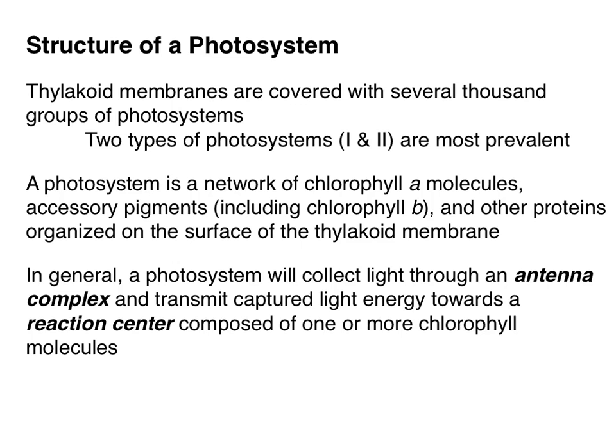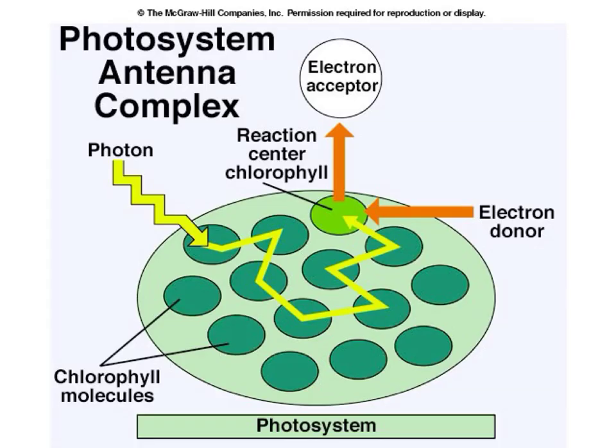And the reaction center will contain one or more chlorophyll molecules. So this in general is what the photosystem would look like, where a photon of light would be absorbed by an accessory molecule. This could be a carotenoid, it could be a xanthophyll, it could even be a chlorophyll B molecule. And the energy is going to be transferred within these molecules of the photosystem all the way to the reaction center.